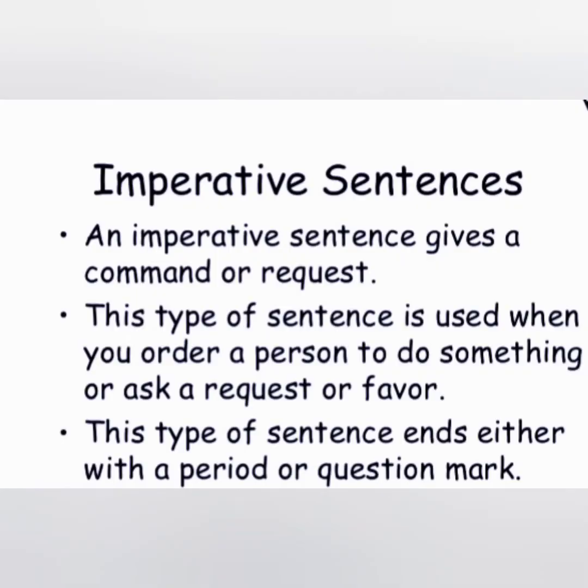The next is the imperative sentence. An imperative sentence gives a command or a request. So this type of sentence is used when you order a person to do something or you ask a favor or make a request. This kind of sentence ends with a period, that is with a full stop, or with a question mark. Now let's see the examples for the imperative sentence.